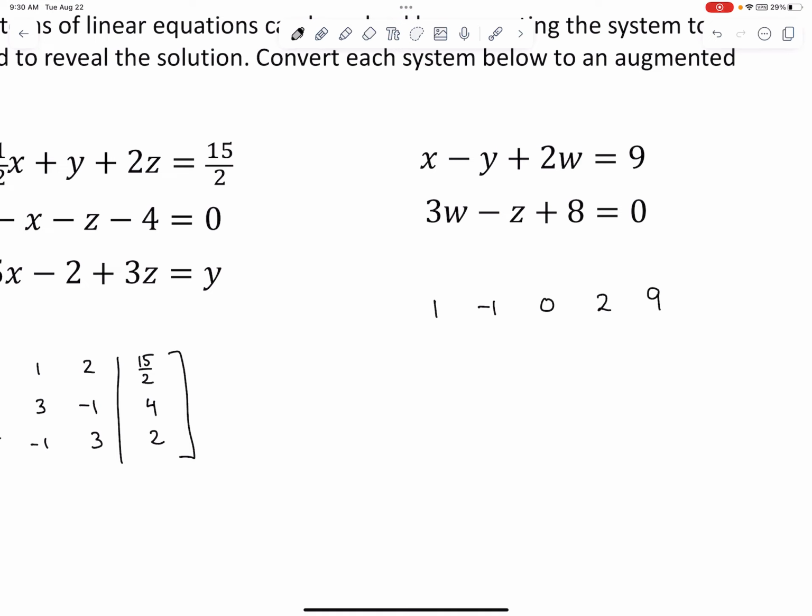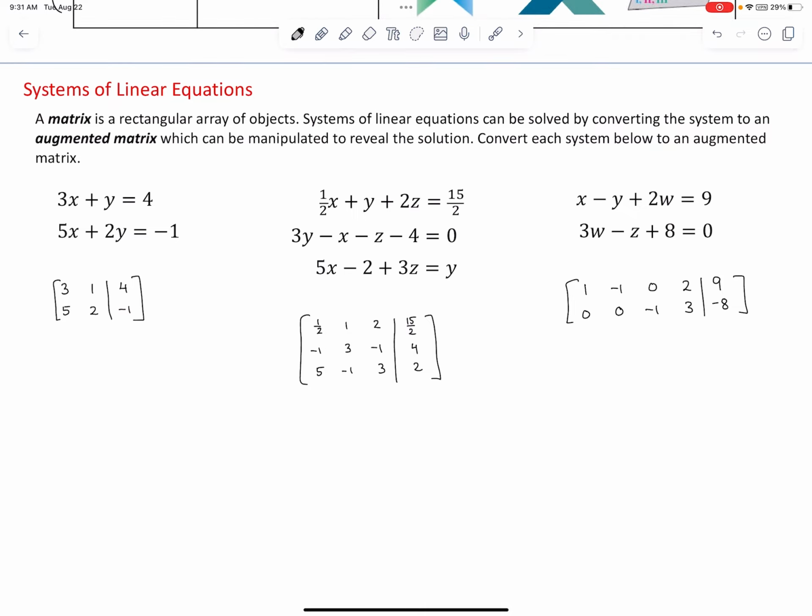The second equation, the coefficient of x is 0, I don't see an x. The coefficient of y is 0, because there is no y. The coefficient of z is -1, the coefficient of w is 3, and then we have to move that 8 to the other side of the equal sign, so it'll be a -8. Then we put a vertical line where the equal sign is, and then square brackets to contain this matrix. And that system has now been converted to an augmented matrix. Okay, let's go to the next slide.